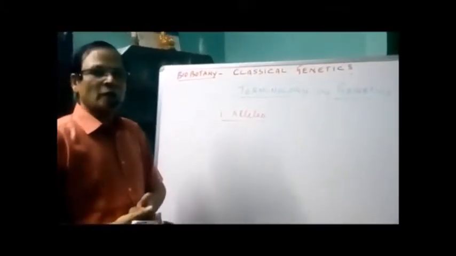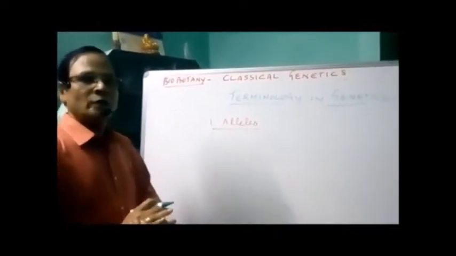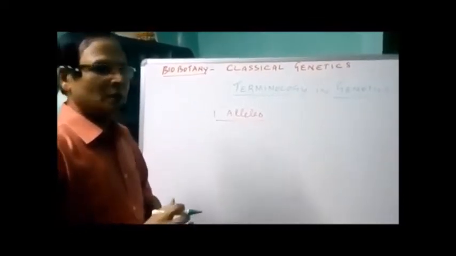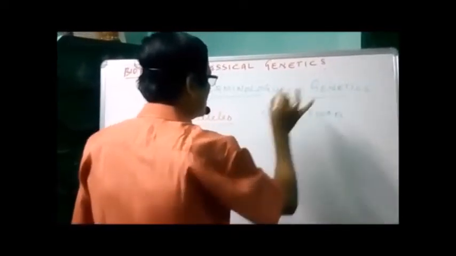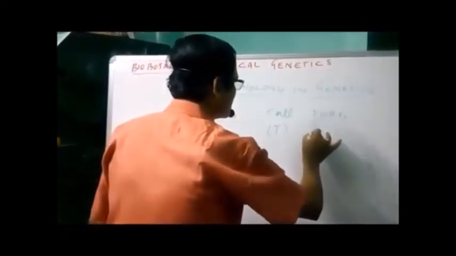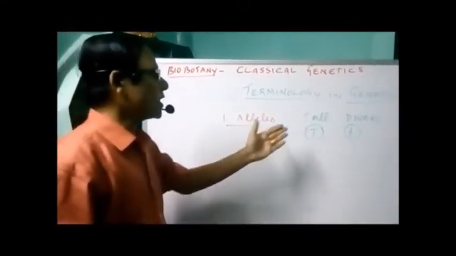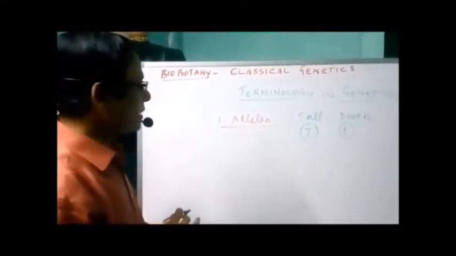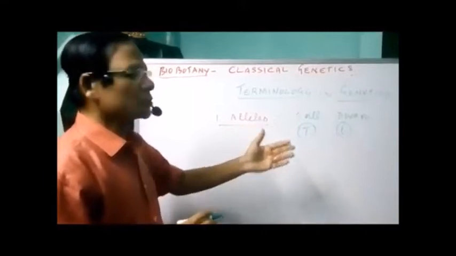To understand genetics, we have to know some terminologies in genetics. Number 1, alleles. We know we have contrasting pairs of characters, for example tall and dwarf. The tall character is under the control of the gene capital T, and the dwarf character is under the control of gene small t. Tall is dominant over dwarf. What are alleles? The alternative form of the same gene affecting the same character is called an allele. So capital T is an allele of small t.